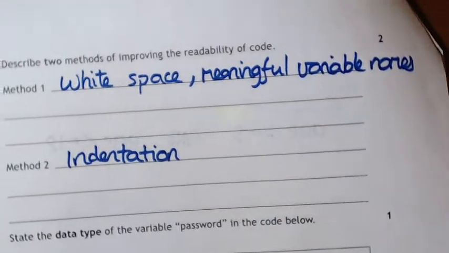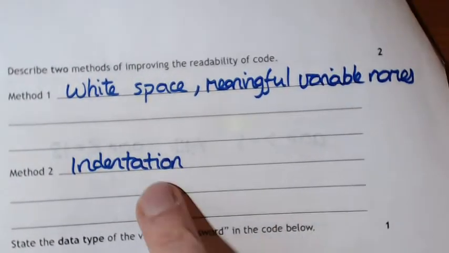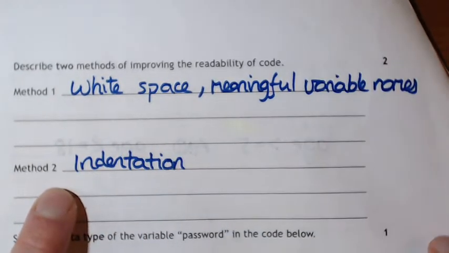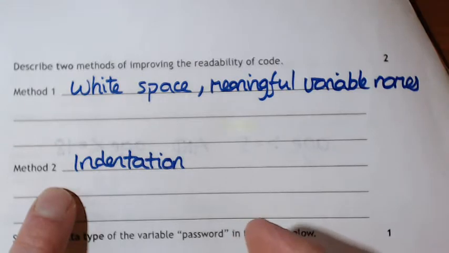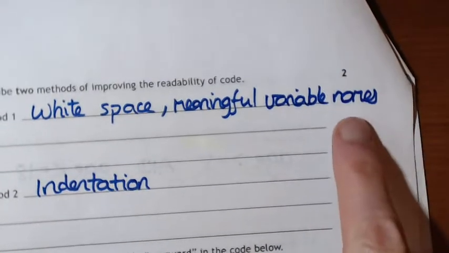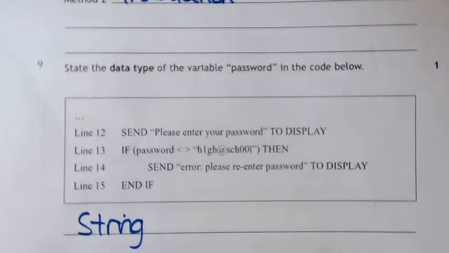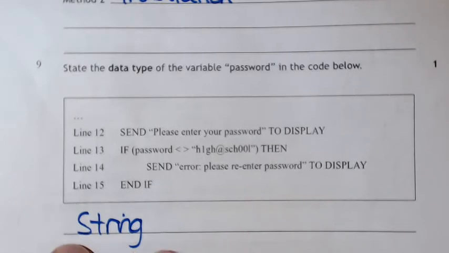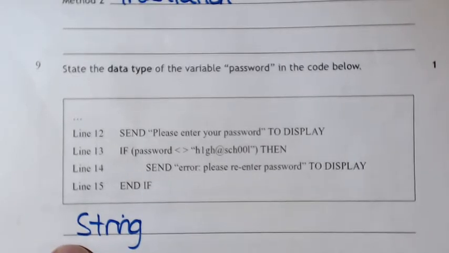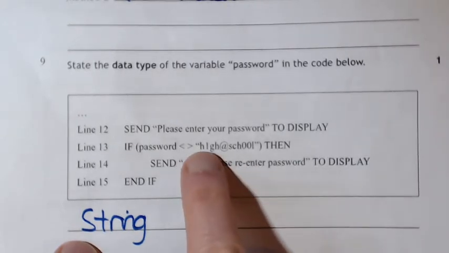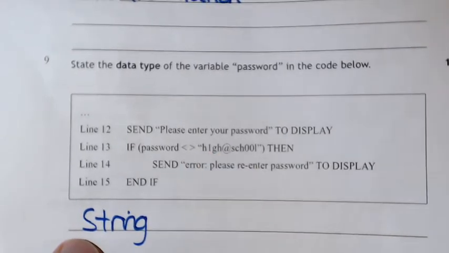Right, program's not very readable if it doesn't have indentation, some white spaces, meaningful variable names, add comments as well. So there's a number of them, so there's only 2 marks, but there's a good handful. If you have a wee look here, they're talking about what data type password. Well, that's a string, because string can hold numbers and letters. Okay, so that's obviously got numbers, but it's also got letters, alphanumeric.